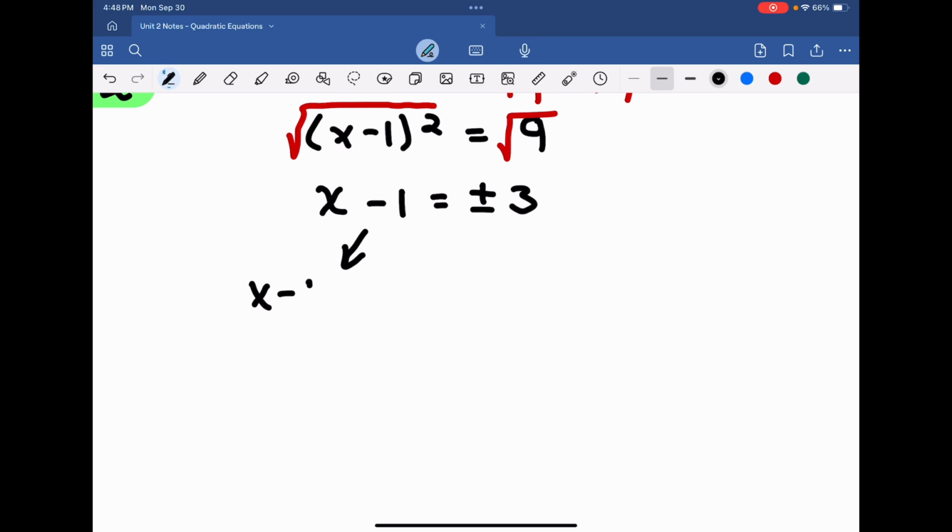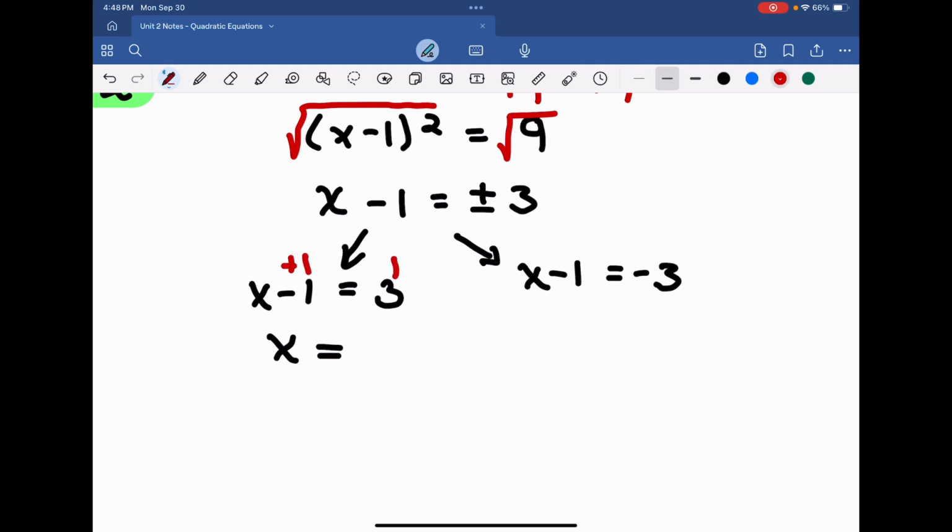And then we get the two following solutions. x minus 1 equals 3, and x minus 1 is equal to negative 3. We get x is equal to... we add 1 from the other side, because we want to make sure we move it across. So I'll actually annotate that on both sides. If we add 1 to both sides, I get x equals 4. On my other side, I get x equals negative 2.